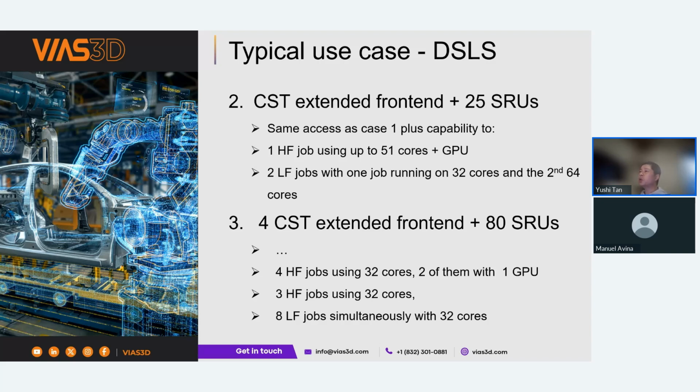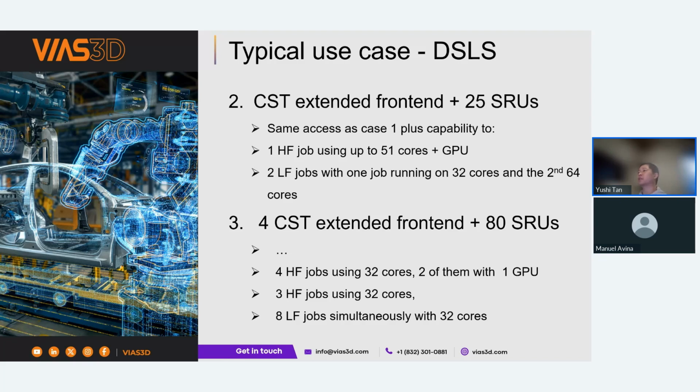Looking at 25 SRU tokens, it allows you to run 1 high frequency job plus a GPU and up to 51 cores. That's where the 3 leftover SRU tokens come in. From 17 to 21 gives you up to 51 cores in CPU, if you have access to that. But if you don't, then it's going to take whatever's available on your system.